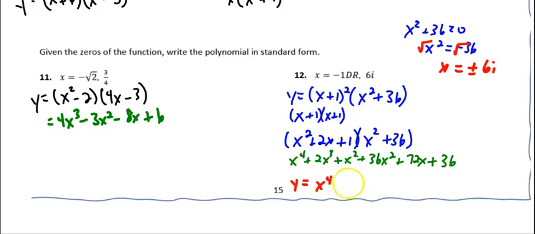So x to the fourth plus 2x cubed plus 37x squared plus 72x plus 36.